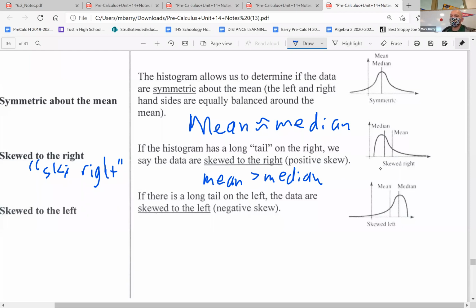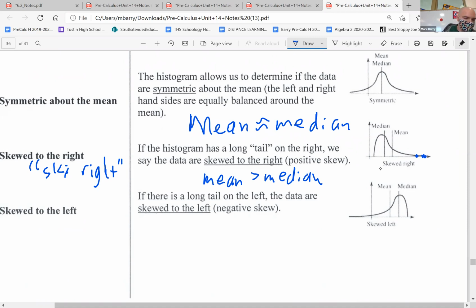All right, so why does the mean get pulled to the right? Well, we talked about last section that outliers affect the mean, but don't really affect the median, correct? So we have a few data points on the far right of this graph. They pull the mean towards them without really affecting the median, okay?